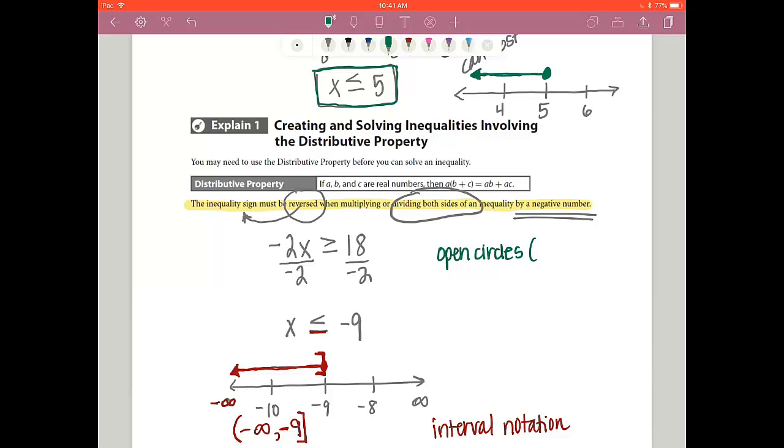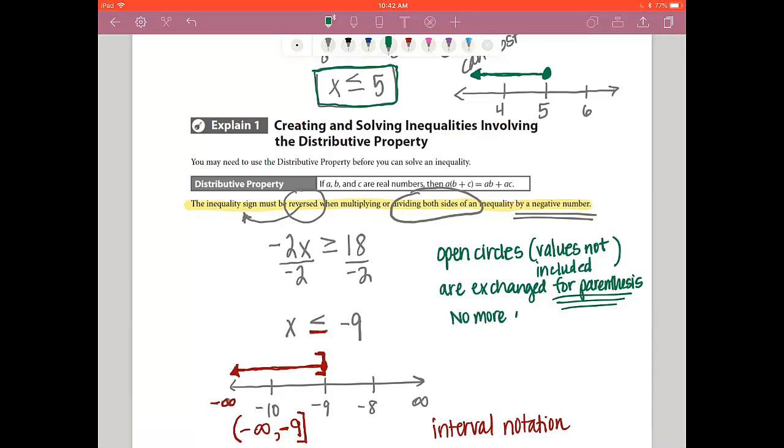Open circles or values not included are exchanged for parentheses in Algebra 1 and higher. So no more open circles.